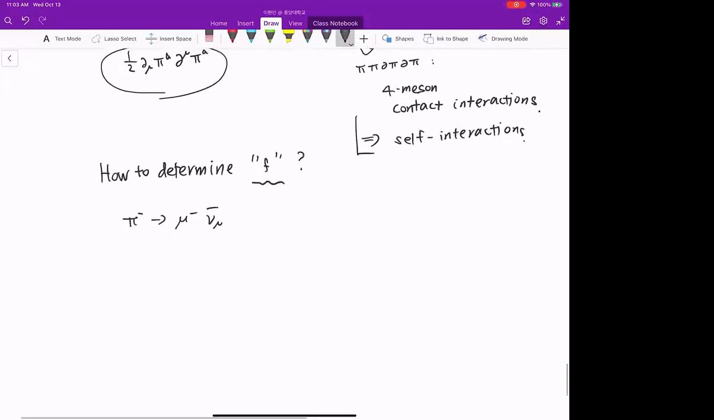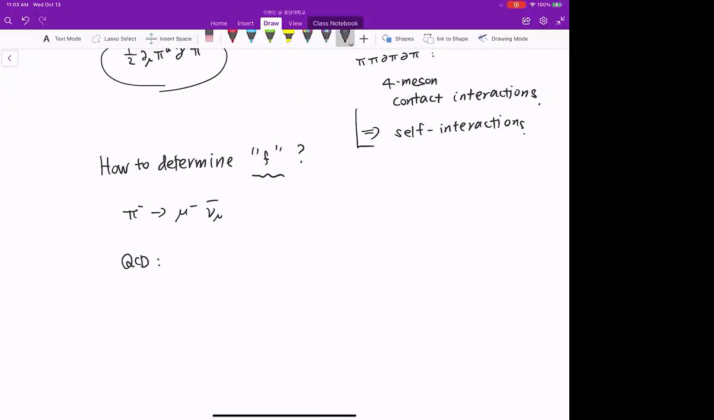So the effective Lagrangian at the level of quark QCD, and now we integrate out the W boson. Integrating out means we are at an energy scale much smaller than the W boson mass scale. But QCD means the quarks are the effective degrees of freedom. Then the effective Lagrangian to describe this process is the Fermi interaction.